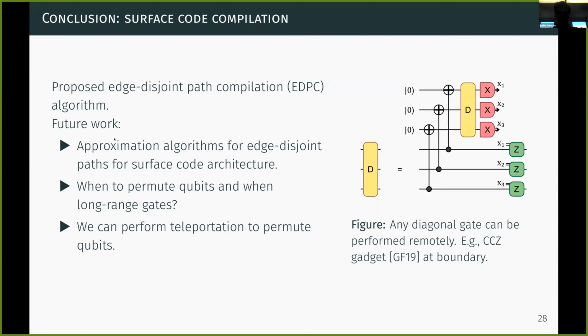Now, some of the future work that we're considering is, I mentioned this briefly in the middle of the talk, we need this approximation algorithm for edge-disjoint paths on the surface code architecture, or this operator graph in particular, because that would give improved theoretical upper bounds. Unfortunately, the algorithms that are usually involved there in the classical literature have very large constant factor overheads. So in practice, this might not be that useful unless we have very large systems.